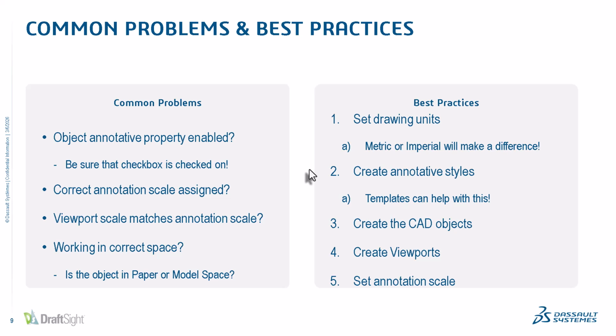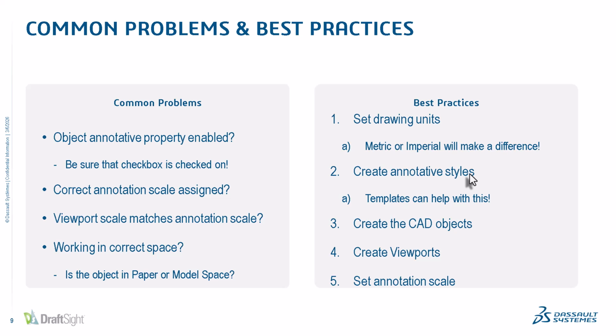So, key best practices: set your drawing units when you're first starting off. Metric or imperial will make a difference for your scales. You do have the imperial scales, but if you add an imperial scale or a metric scale to an object that is not, it's going to be either gigantic or very, very tiny. Create your annotative styles. Go through and set up your style and make sure to hit annotative. Set those all up for your text, for your hatch, for your dimensions.